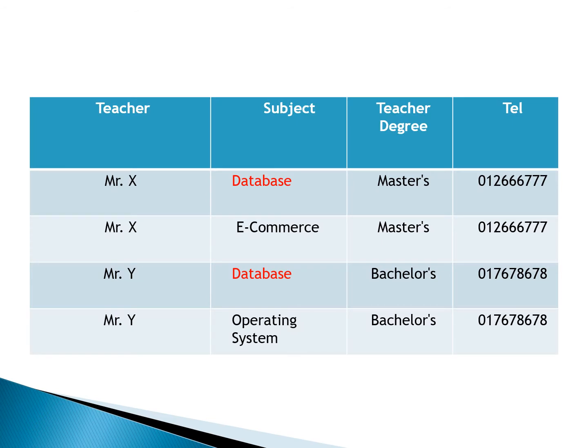For example, in this table we have four attributes: teacher, subject name, its qualification and contact details. Here in this table we can see that teacher X is teaching database and e-commerce, and its qualification and contact details are repeated in multiple rows. Same is the case of teacher Y. So there is too much duplication in this table, which can be eliminated by splitting the table into multiple tables.